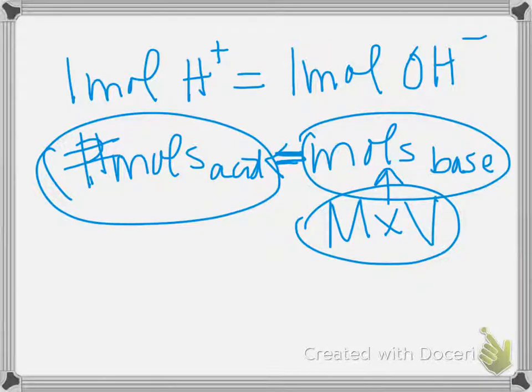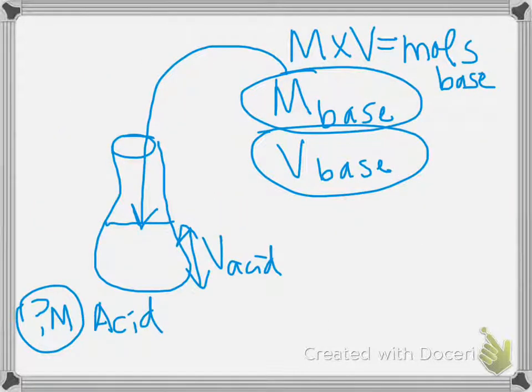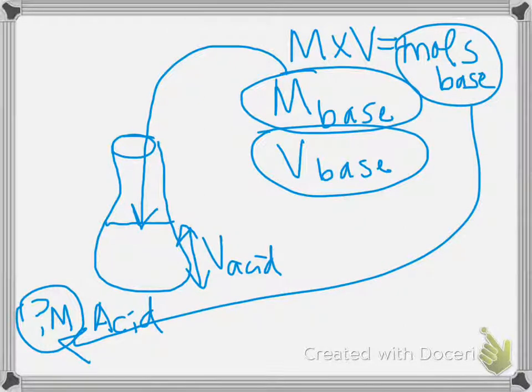And if I know the volume, then if I get moles divided by volume, I'll get molarity. So what I can do here is calculate how many moles of acid I have in a certain volume of solution, to calculate the unknown molarity of the acid that I want to find. And I do this by a process called titration.